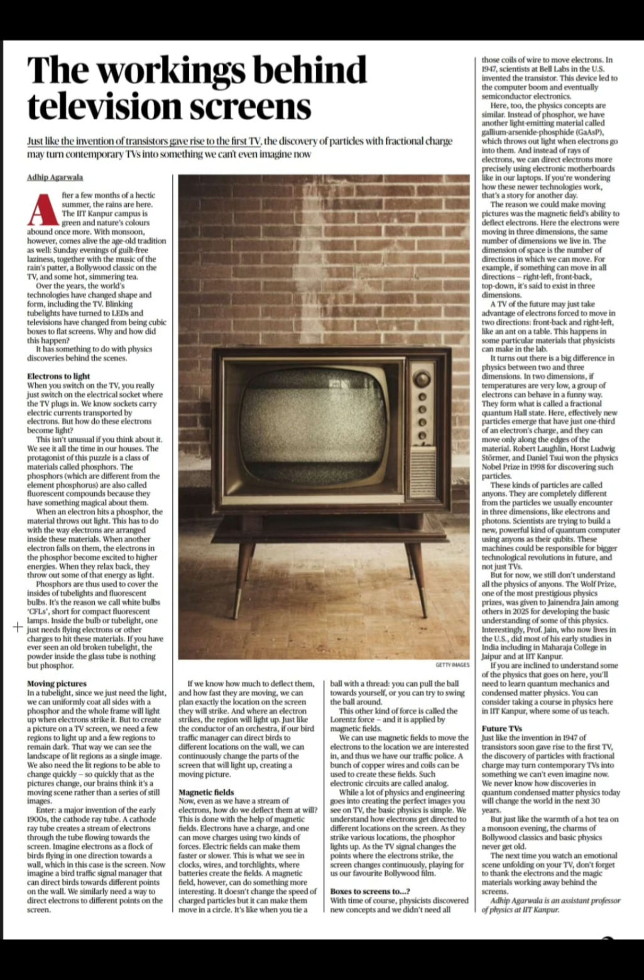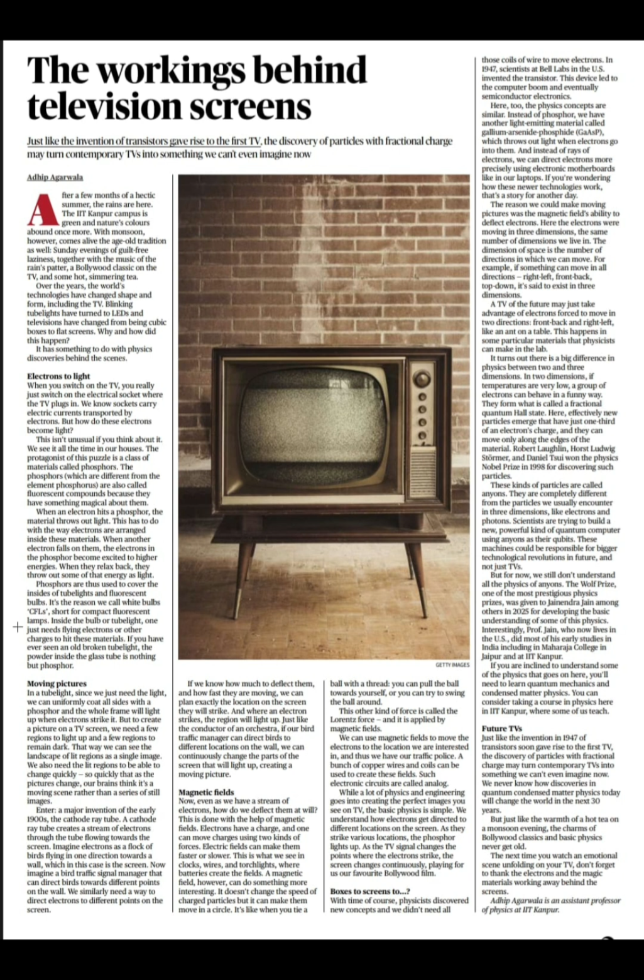Just like the invention in 1947 of transistors soon gave rise to the first TV, the discovery of particles of fractional charge may turn contemporary TV into something which we can't imagine now. We never know how discoveries in quantum condensed matter physics today will change the world in the next 30 years, but just like the warmth of a hot tea on a monsoon evening, the charms of a Bollywood classic and basic physics never get old. Next time you watch an emotional scene unfolding on your TV, don't forget to thank the electrons and the magic of materials working behind the screen.